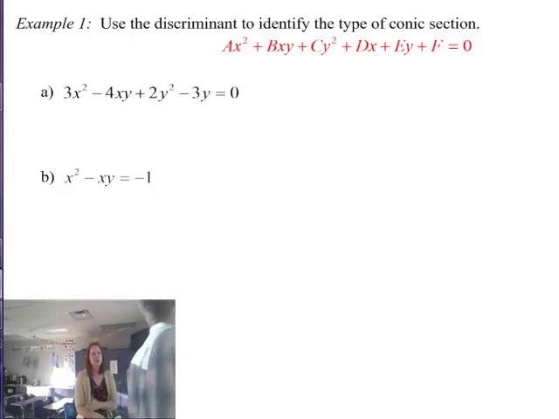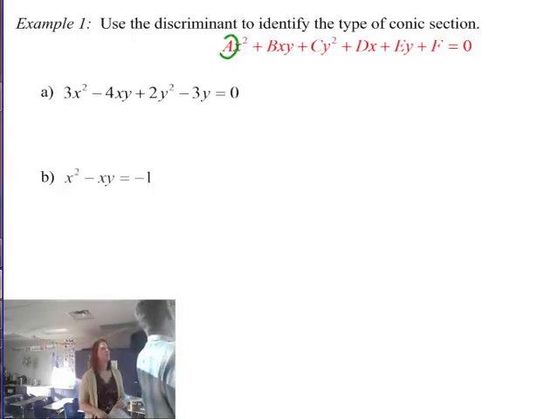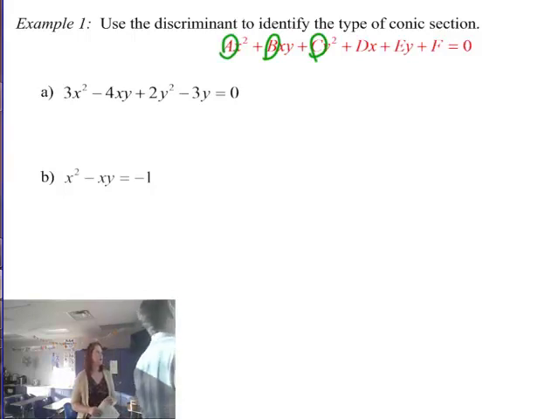So all we've got to do is figure out what our A, our B, and our C are. The leading value, A, is always the value being multiplied to the x squared, B to the xy, and C multiplied to y squared. So really all we care about in that first equation is the 3, the -4, and the 2?